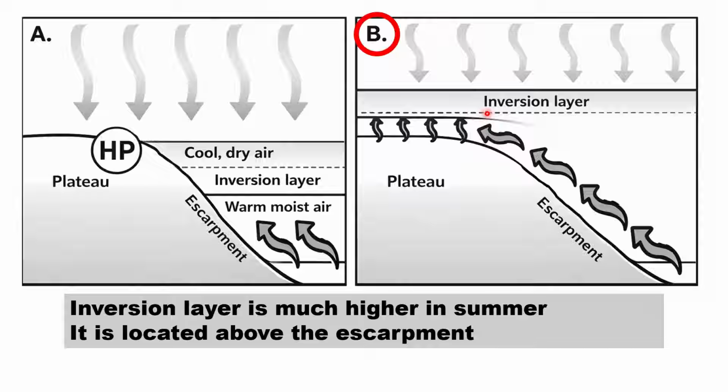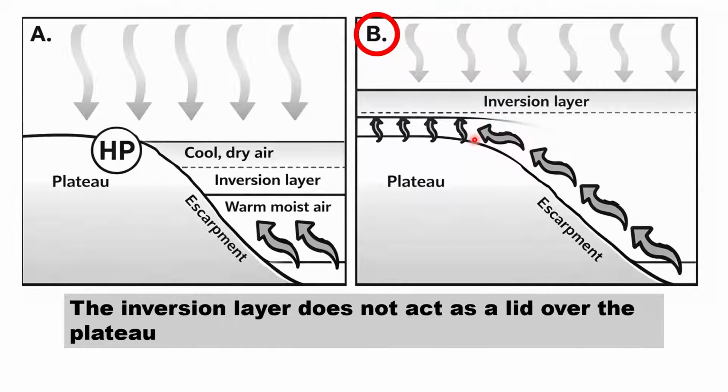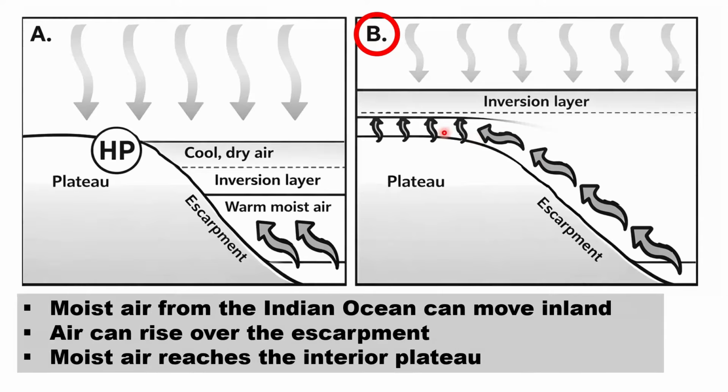Since the inversion layer is higher, it no longer acts like a lid over the plateau. Most of the air from the Indian Ocean can move inland. The air can rise over the escarpment and reach the plateau.